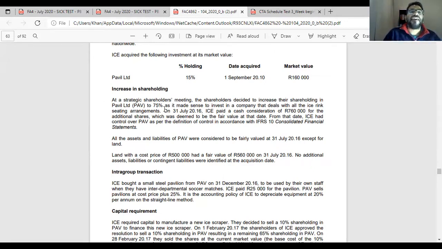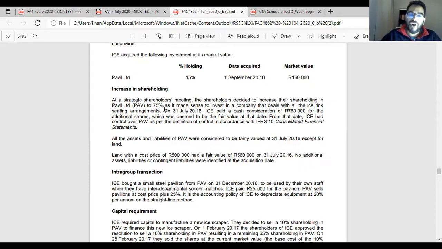Now, what was the big day? The big day was 31 July 2016. There's obviously going to be an impact of journal entries. There's going to be journal entries that happen on 31 July 2016. What are those journal entries? It all depends on what the change in ownership was. The change in ownership that took place on 31 July 2016 was a normal investment becoming a subsidiary. That means for the very first time, we are a subsidiary because for the very first time, we gained control.